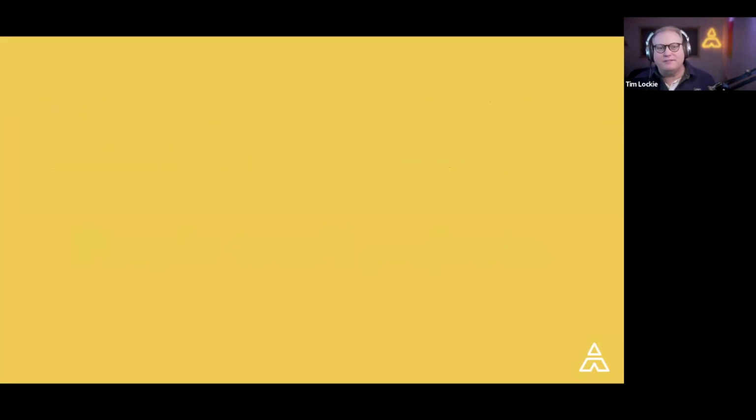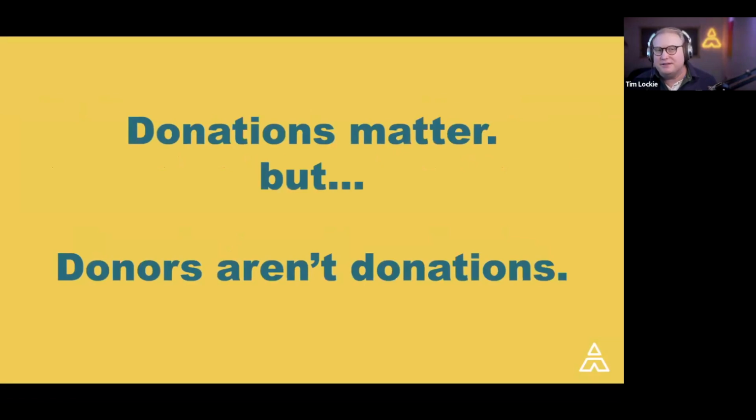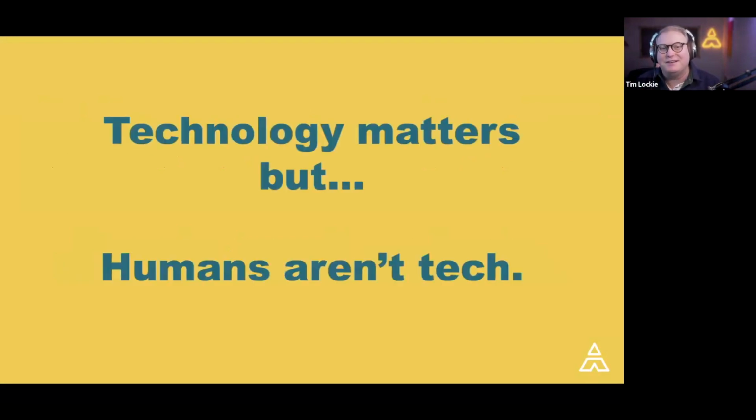If you're in fundraising, you know that donations matter, but donors aren't donations. And if you treat them like they're donations, they stop giving. And we also know on some level that technology matters, but that humans aren't tech. Unfortunately, in this area, we are particularly bad about forgetting the humans. And it makes sense that we've done that, but it is so important for us to start dividing issues that are technology from issues that are human.